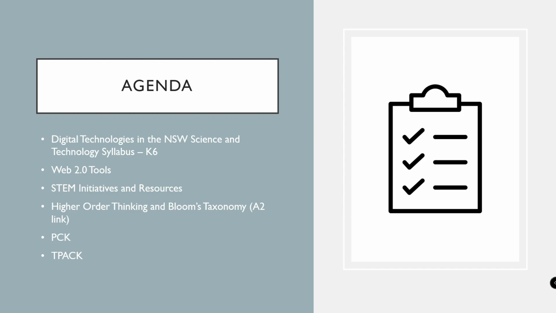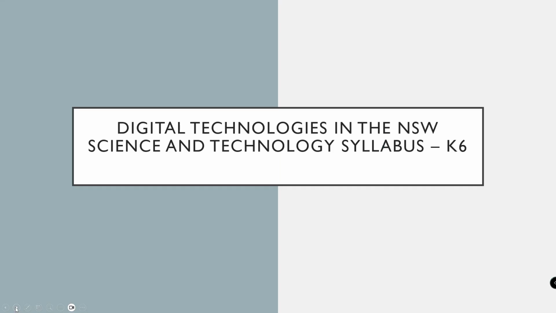We'll talk briefly about STEM initiatives and resources, STEM, of course, referring to science, technology, engineering and mathematics. We'll have a think about higher order thinking and Bloom's taxonomy because that is a feature of the second assessment task. And that's probably a recap because I did speak about that earlier on in the semester as well. And then we'll, I guess, tie things together with a bit of a reflection on PCK and TPCK, which are very similar concepts really, in my mind. So let's get into it.